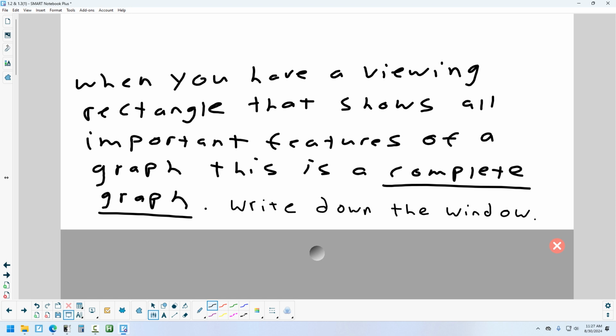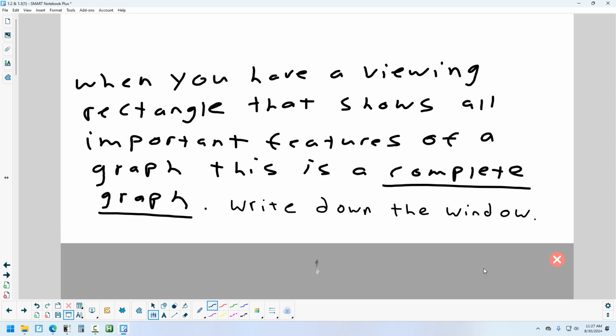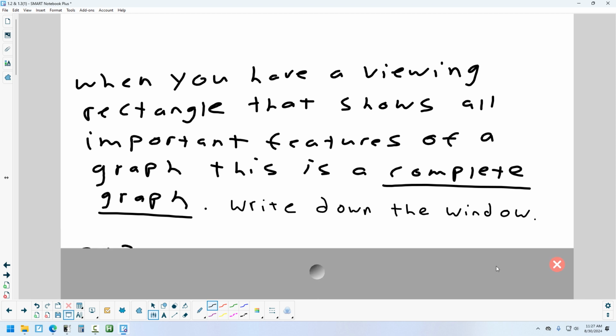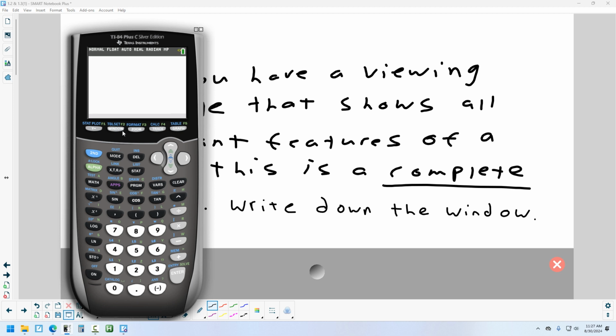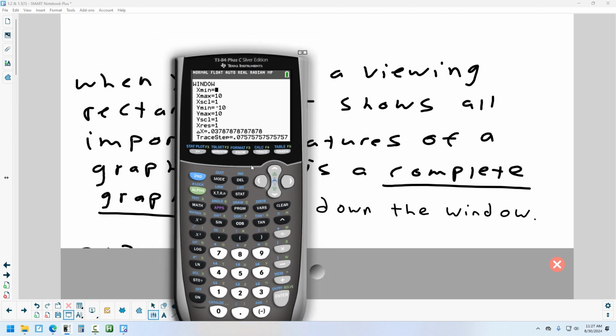Other things that are important features, sometimes you want to be able to see where the graph crosses the x and the y-axis. Okay? If that's what you're focusing on, you need to make sure your intercepts are on the screen. And the way you describe a complete window is you just write it down. Okay, so remember, 4 values you need to write down when you're describing a window. The x min and max and the y min and max. Those are the 4 things I would be looking for.